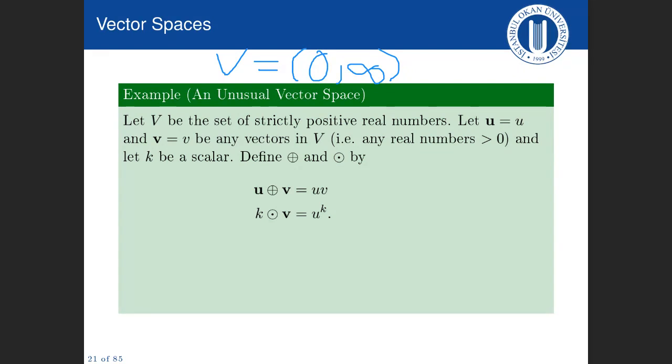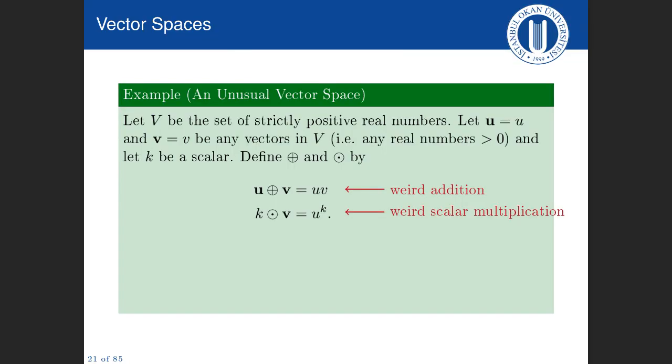U plus V is going to be the number U multiplied by the number V. K multiplied by the vector U, oh, there's a typo here, this should be a U, is going to be the number U to the power K. So what do we have? We have weird addition, and here we have weird scalar multiplication.